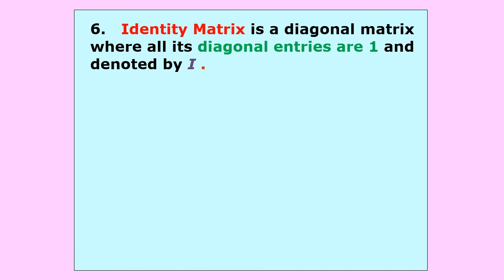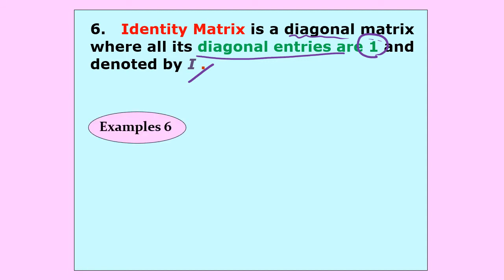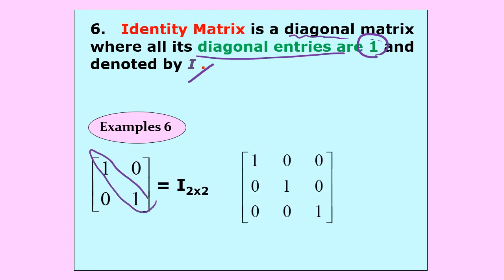Okay, next one is the identity matrix. What is an identity matrix? It is a diagonal matrix. We know what a diagonal matrix is. We have values on the leading diagonal where all its diagonal entries are 1, and it is denoted by I. So we have values on the leading diagonal, but the value should be equal to 1. This is the 2 by 2 identity, and this one is the 3 by 3 identity.